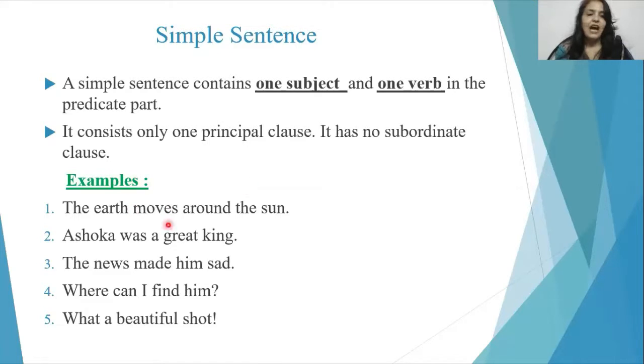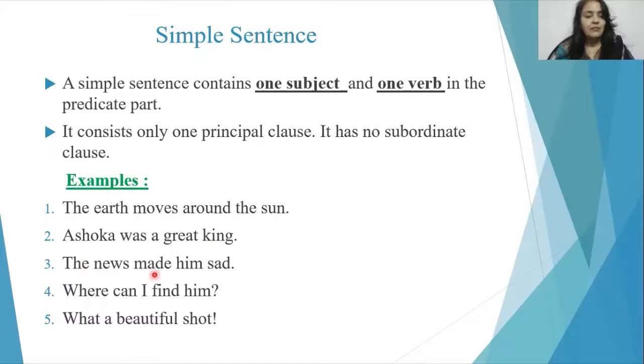Another one, Ashoka was a great king. Ashoka, subject; was, verb. And this is giving complete sense, again a simple sentence. In the same manner, other sentences are also here. The news made him sit. The news, subject; made, verb.